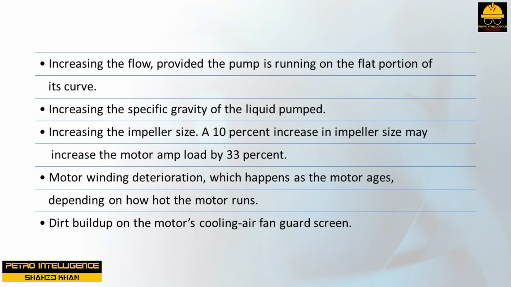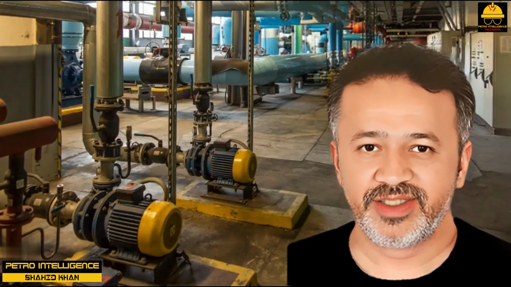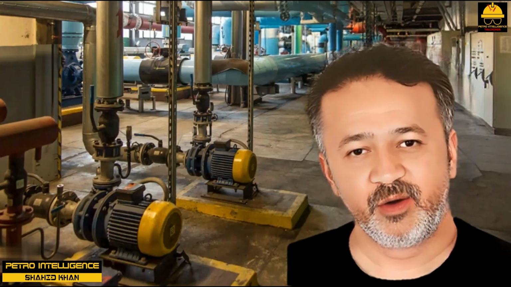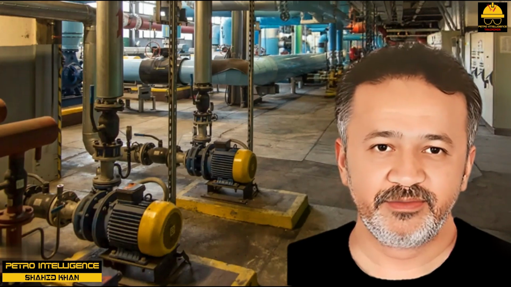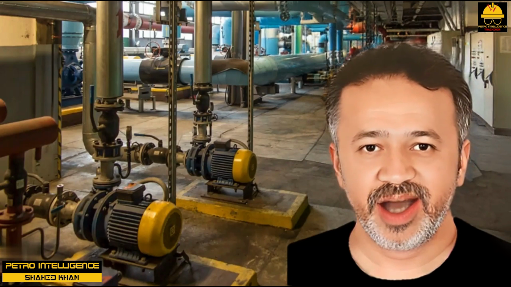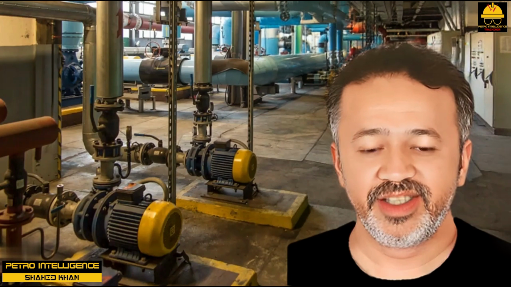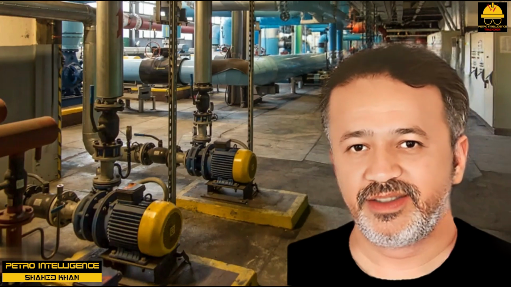Dirt buildup on the motor's cooling air fan guard screen. Most operators forget to clean this screen. The dirty screen then restricts airflow to the motor, which then runs hotter. A hotter motor will pull more amps. I recently reduced the amp load on a motor by 3% by cleaning a badly fouled screen.